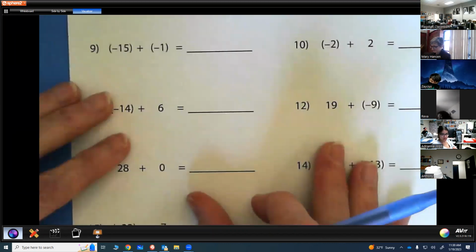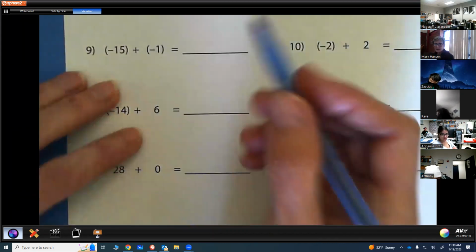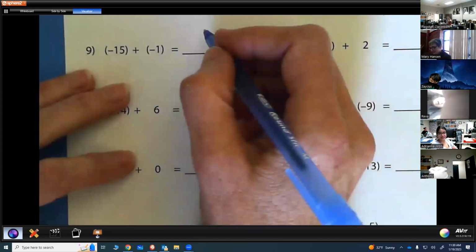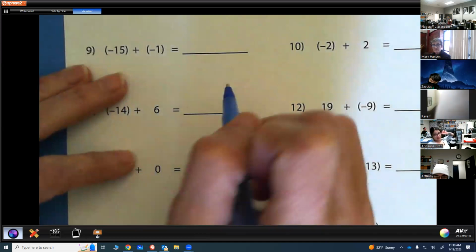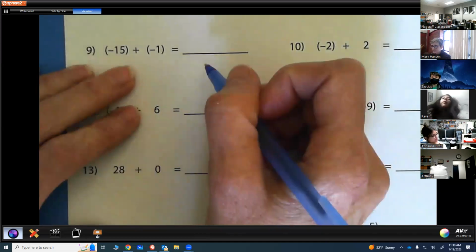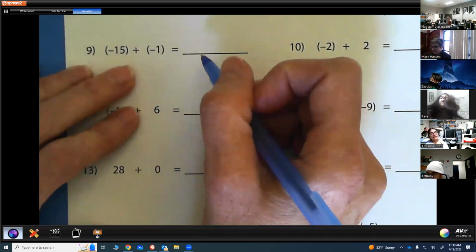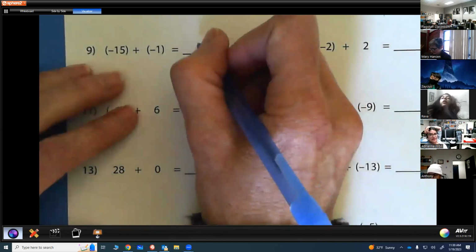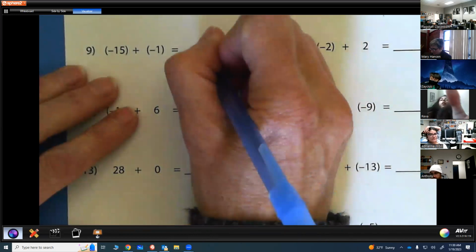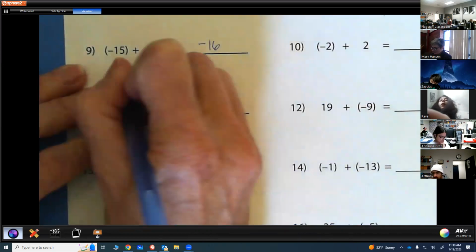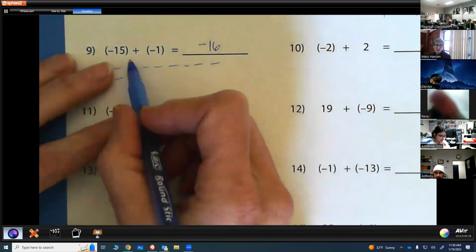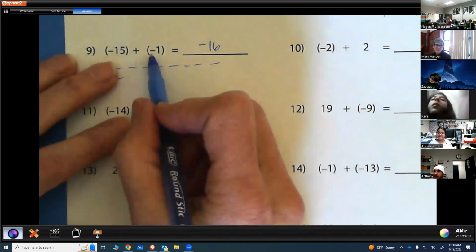All right, number 9. What do we have for number 9? -14. You take a look at it and it wouldn't be -14. It'd be -16. Did I hear 16? Okay, because I have 15 negative charges and 1 more negative charge. So I have more negative charges, so you add them together to get 16.